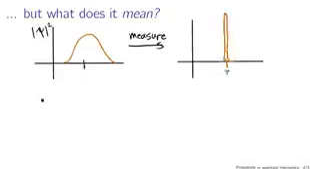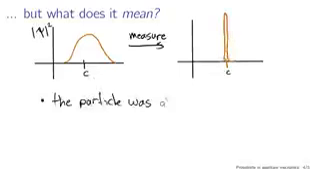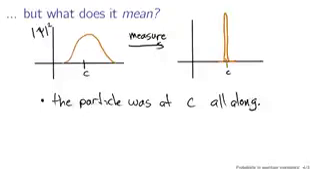Let's say this is point C. One interpretation is that the particle really was at C all along. That means that this distribution reflects ignorance on our part as physicists, not fundamental uncertainty in the physical system. This turns out to not be true, and you can show mathematically and in experiments that this is not the case.